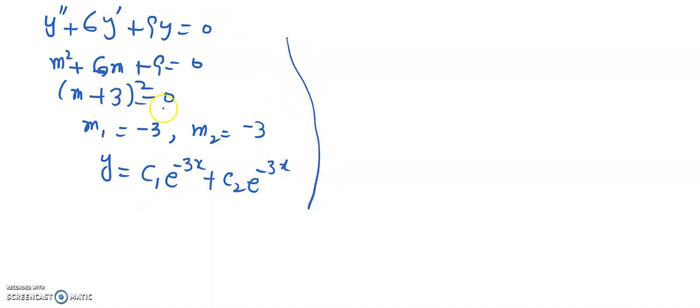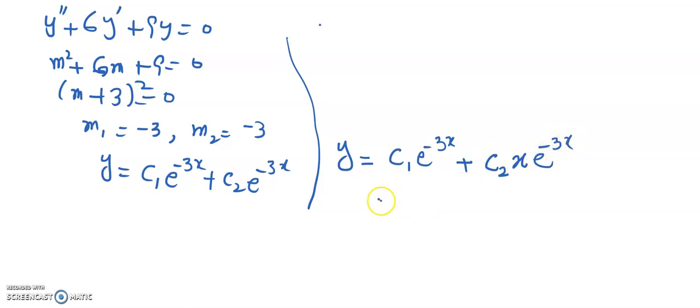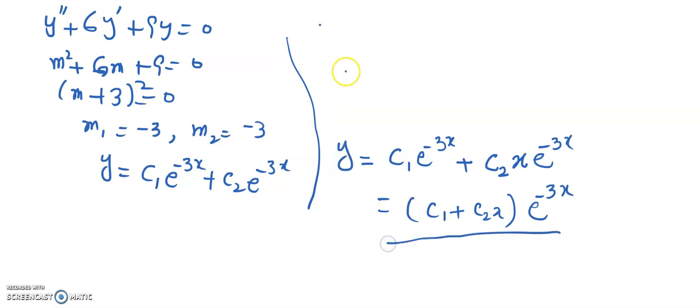In this case, when the roots are real and equal, we can prove by the method of reduction of order that the solution can be given by this equation. It will be c1 e power minus 3x plus c2, but this time we multiply by x, so x e power minus 3x, or alternatively c1 plus c2x into e power minus 3x. This will be the solution. So when we have two equal real roots, the solution will be given by this formula, which can be easily obtained by the method of reduction of order, which we tried before.